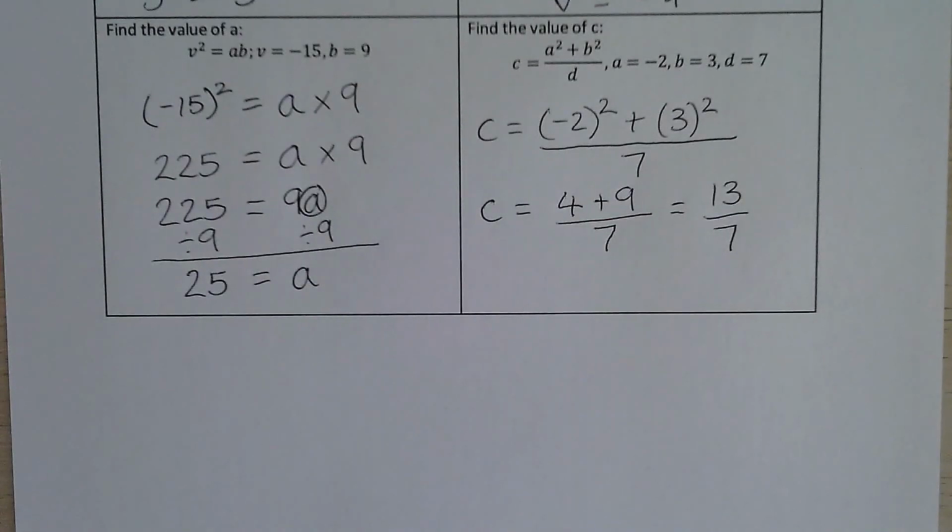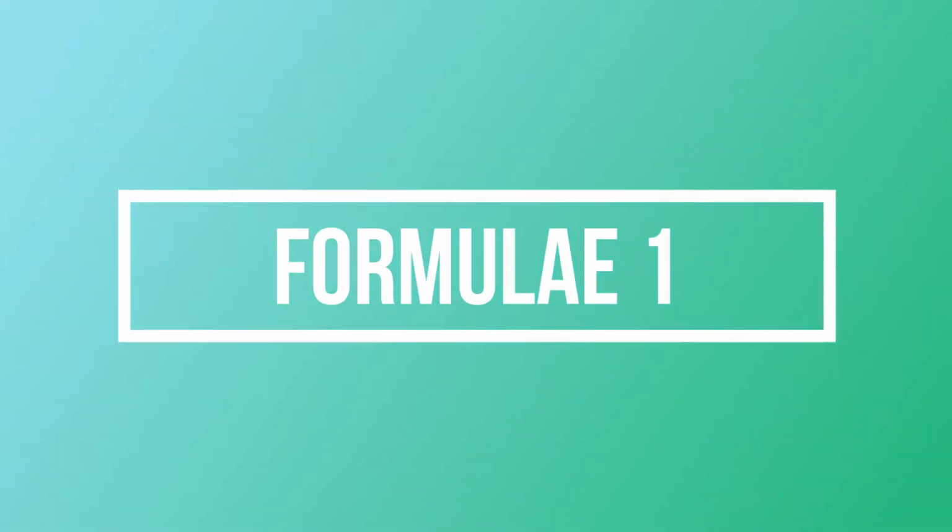I know that 13 is not in the 7 times table, therefore I'm just going to leave my answer as 13 divided by 7. So the value of c for our final question is c equals 13 over 7. And that concludes today's lesson on formulae.